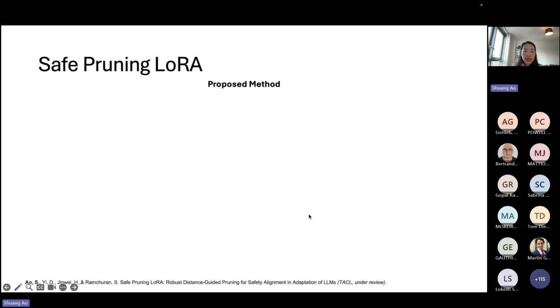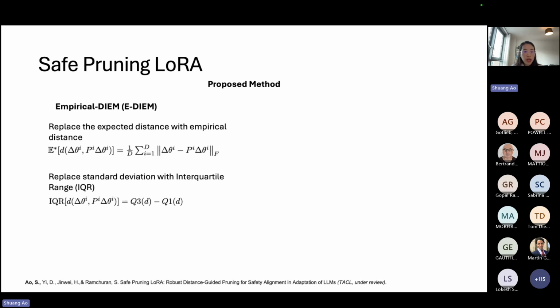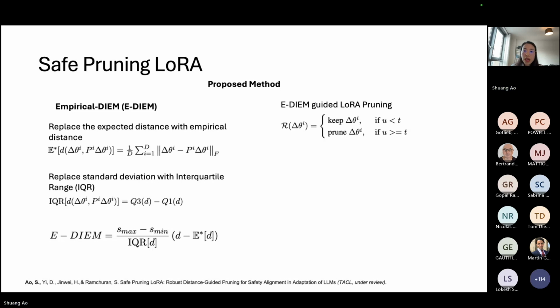This is also the way that we redesign this DIEM, and we call it empirical DIEM. First, we replace the expected distance. And we replace the standard deviation with the IQR, so as to remove the effect of extreme values. So after modification, this is our proposed method to measure the similarity or the difference between the layer-wise weights. And we also use this as guidance for the LoRA pruning.